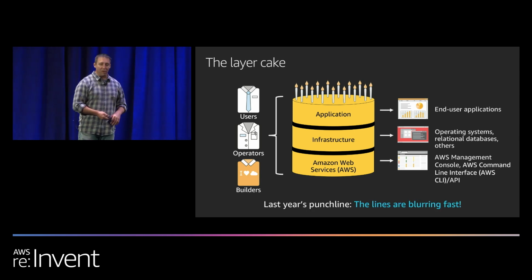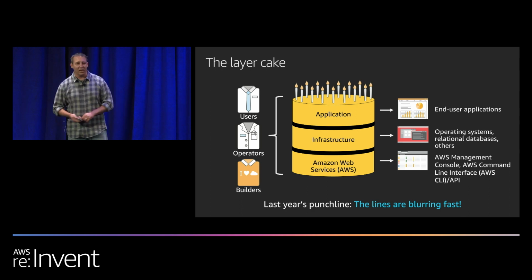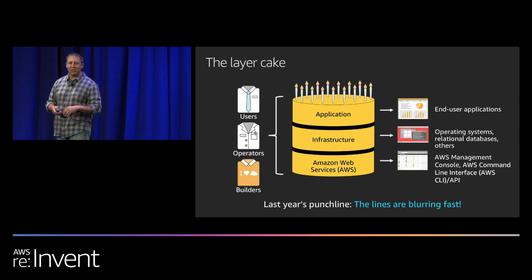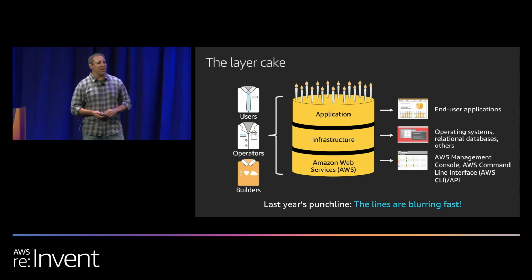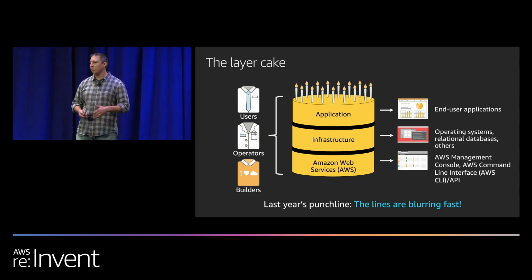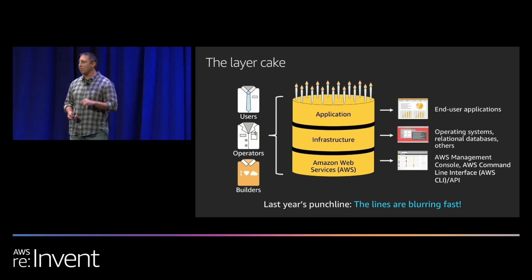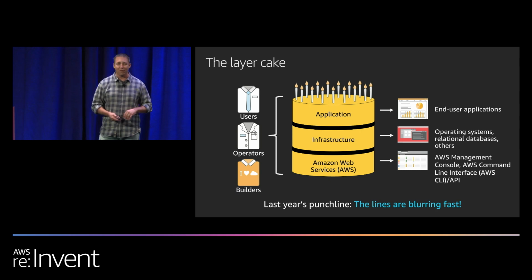Now, last year's punchline was that these lines were blurring fast, right? I ended with this icebox mocha cake where there was kind of a tiramisu-ish kind of thing where all the layers blurred together, and that's really where we're going to pick up here today, especially those bottom two layers of the cake. The line between them is essentially, if not totally eroded, it's going away super fast.